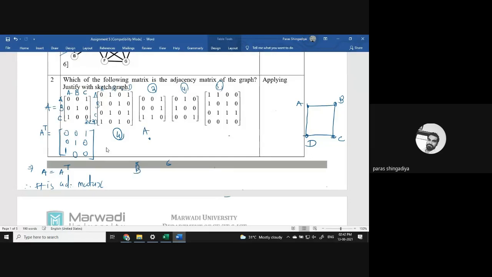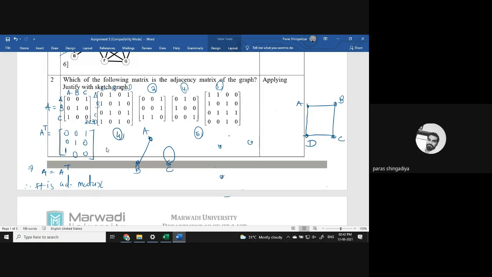A, B, and C. Okay, A to B is 1 and B to A is 1, means connect A and B first. Clear? And then C to C is 1, so we'll get one loop at C. That is the answer of the fourth graph. Now the fifth one.